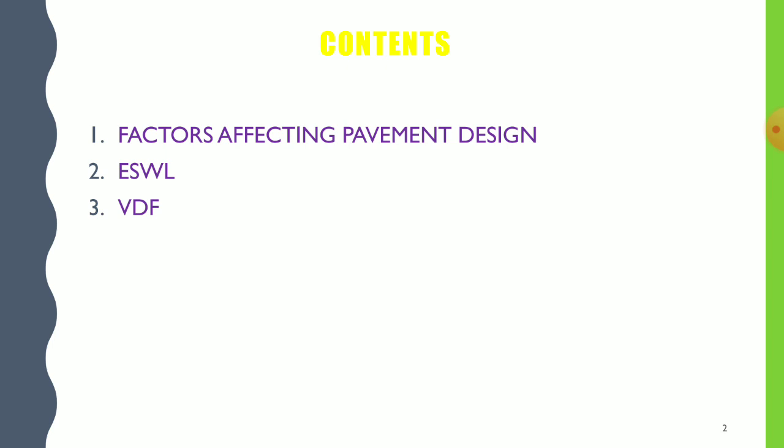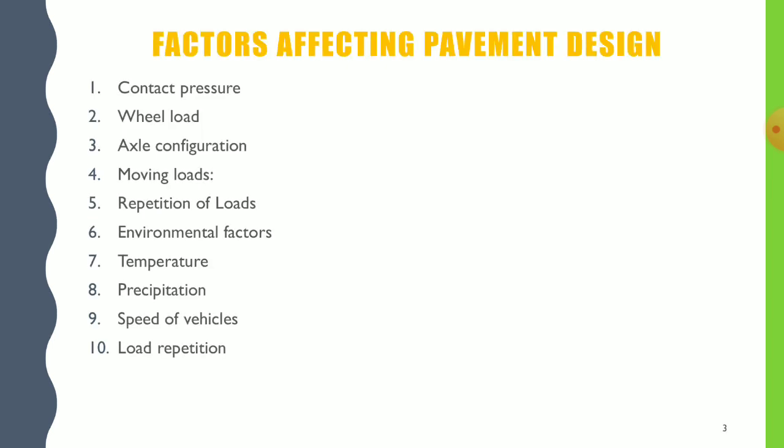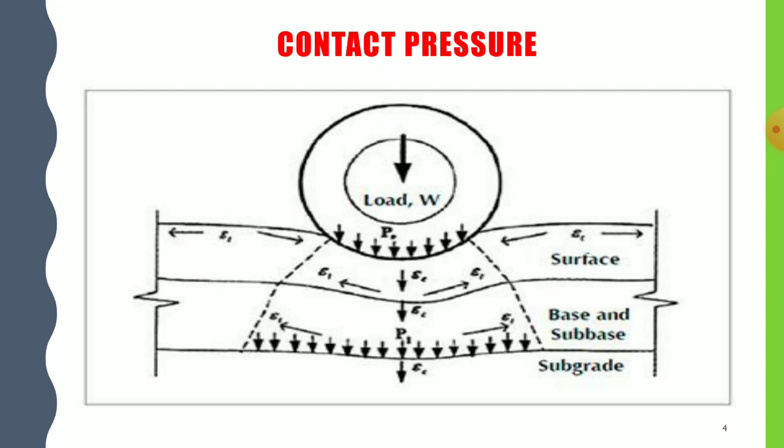First of all we are going to see what are the factors which are affecting the pavement design. These are some of the main factors: first one is contact pressure, second wheel load, third axle configuration, fourth moving loads, fifth repetition of loads, sixth environmental factors, seventh temperature, eighth precipitation, ninth speed of vehicles, and tenth is load repetition. So the first factor is contact pressure.